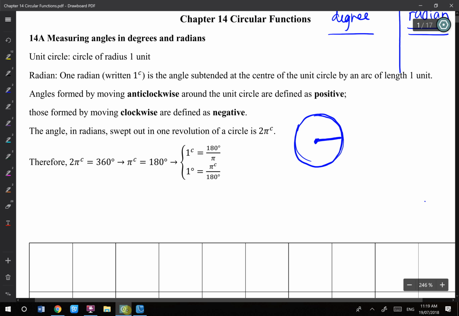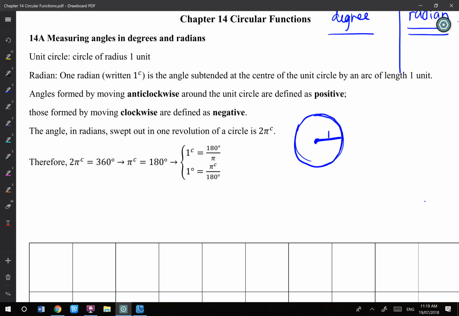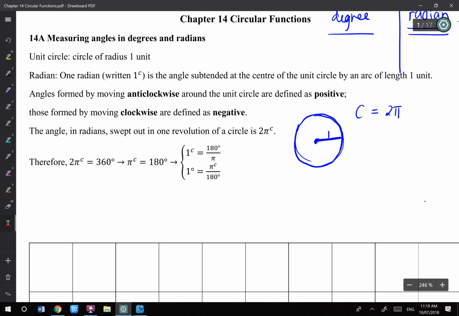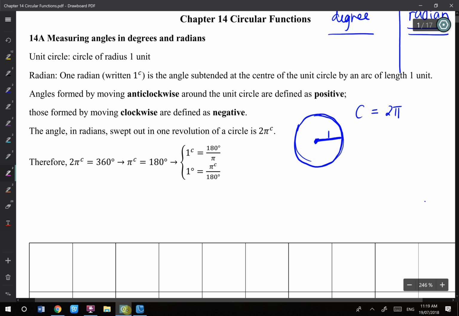So, 1 unit. What's the circumference of this circle? What's C equal to? 2 pi. Another question is, in degrees, where's my pen? In degrees, what's this angle? 360 degrees.